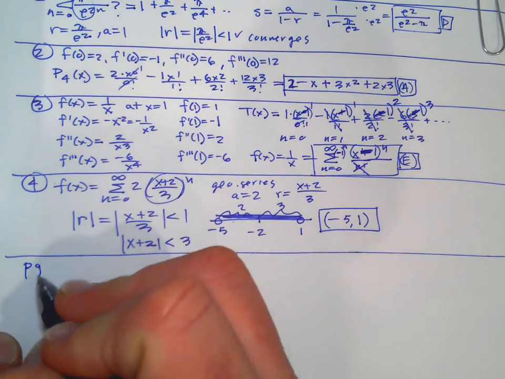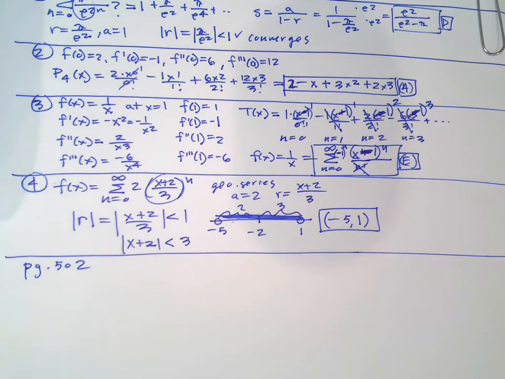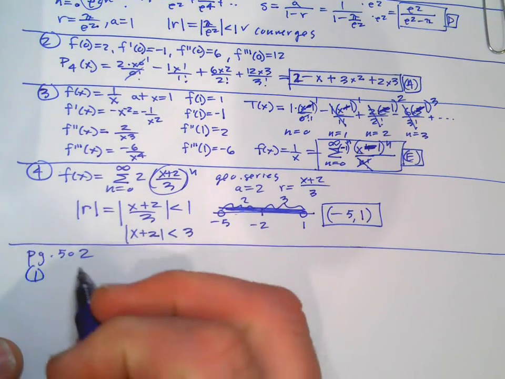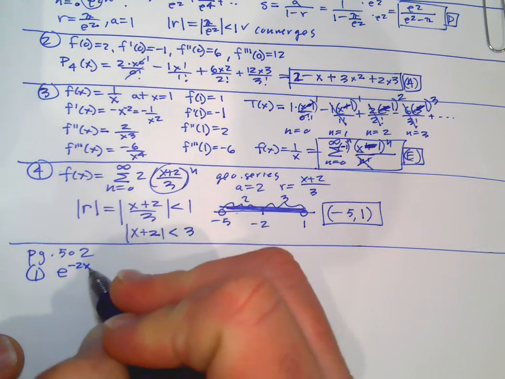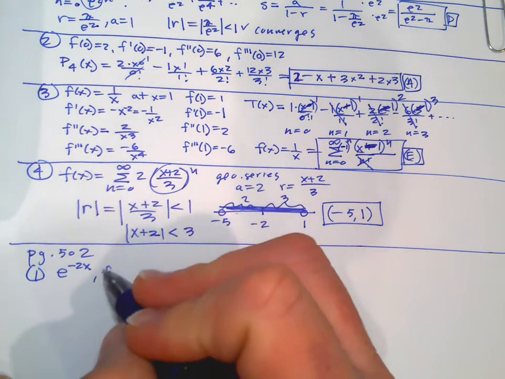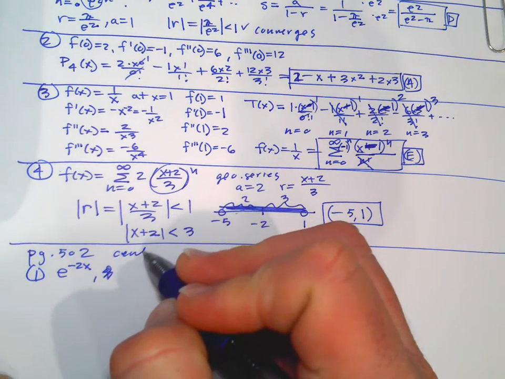All right, page 502. Says exercises 1 through 5 find the polynomial of order 4, fourth order, for the function and use it to approximate the value of the function at x equals 0.2. So number 1, the function is e to the -2x, and it's centered at x equals 0. All of these are going to be centered at x equals 0, so they're all Maclaurin.